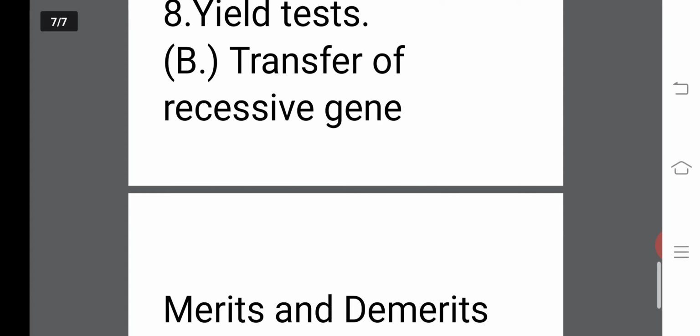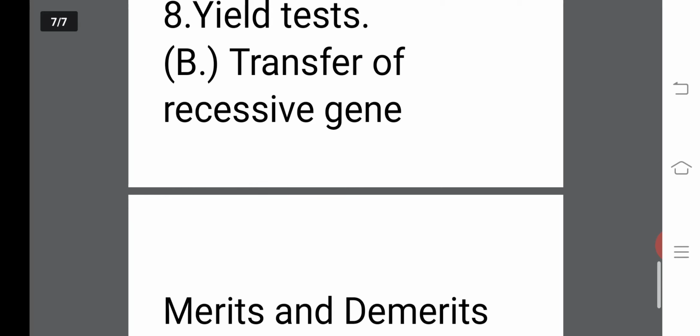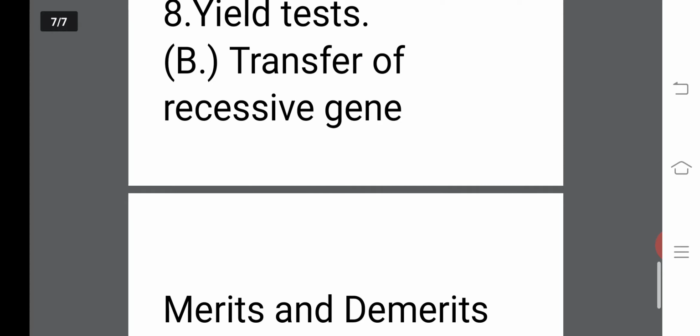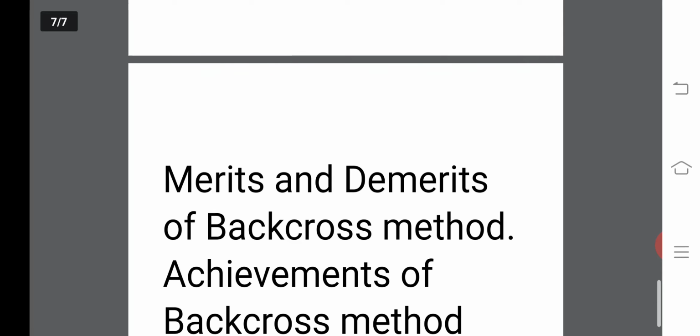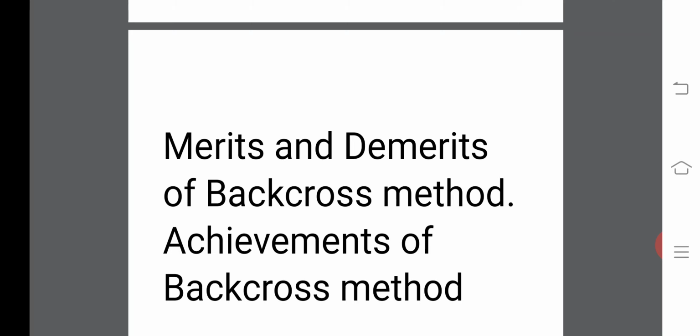But in hybridization for the recessive gene, the recurrent parent is crossed with the rust resistant donor parent. The recurrent parent is generally used as the female parent. In the F1 generation, F1 plants are backcrossed to the recurrent parent. Next, we can see the merits and demerits of the backcross method.